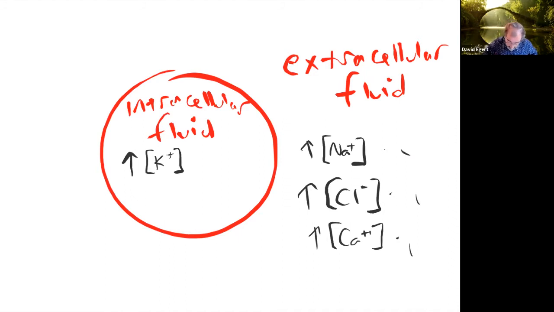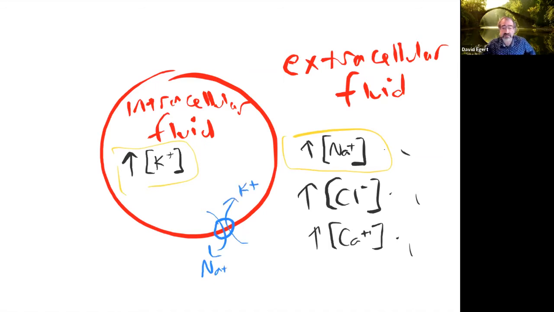And this, again, is being maintained because we're pumping sodium out and pumping potassium in. So we're doing this actively. We're creating and maintaining this difference actively using primary active transport. So we'll be coming back to this.